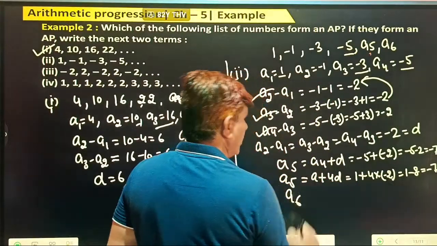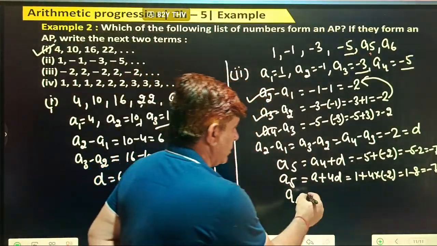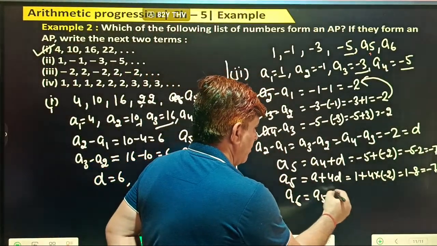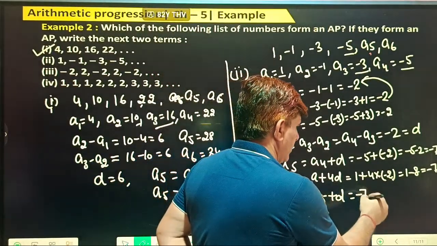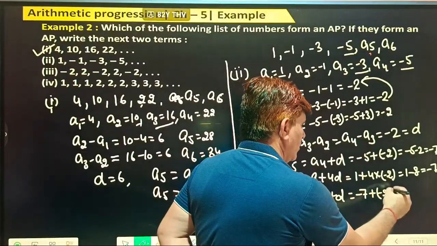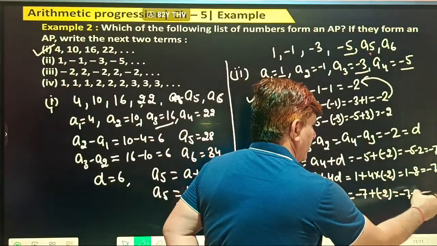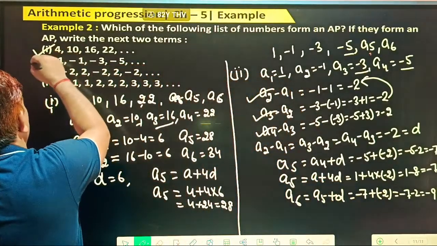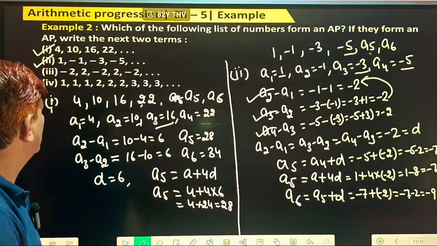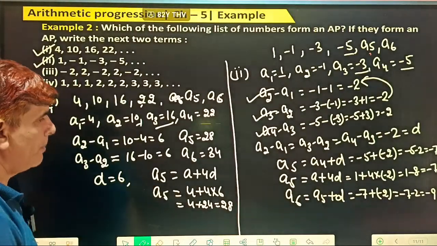Similarly, we can find out A6. A6 is equal to A5 plus D. What's A5? -7 plus -2. So it becomes -7 minus 2, which is -9. So this is also in AP.